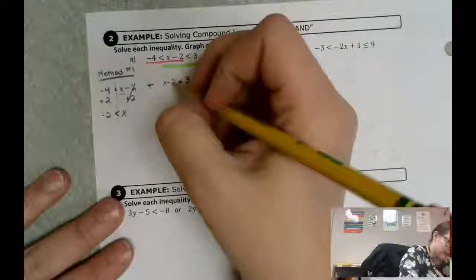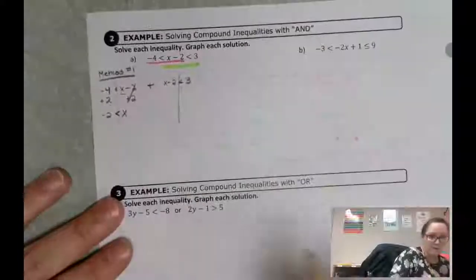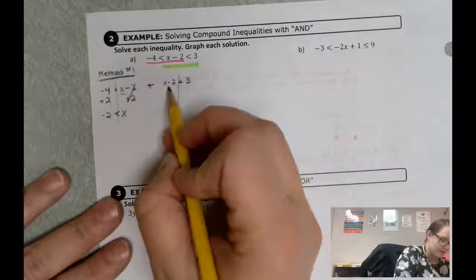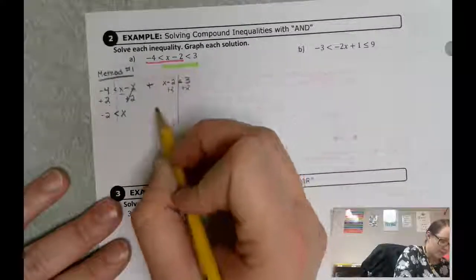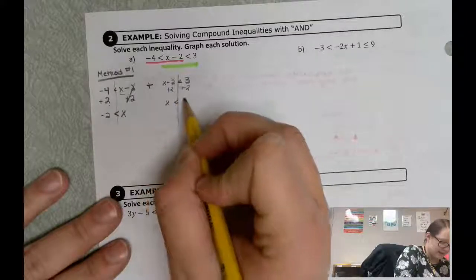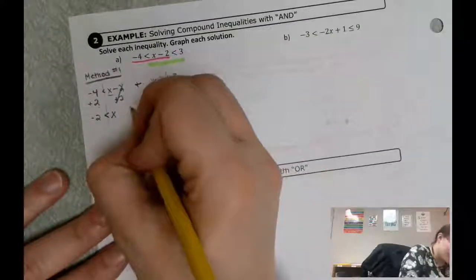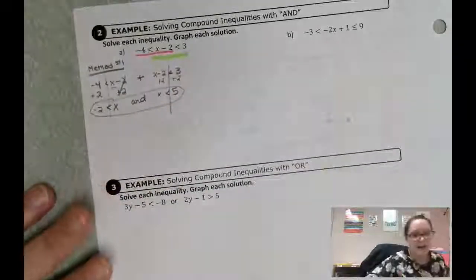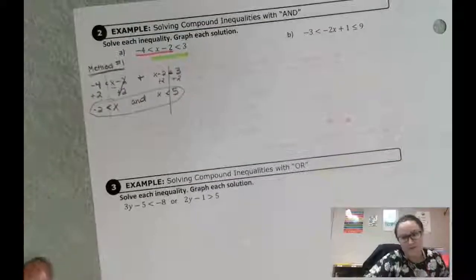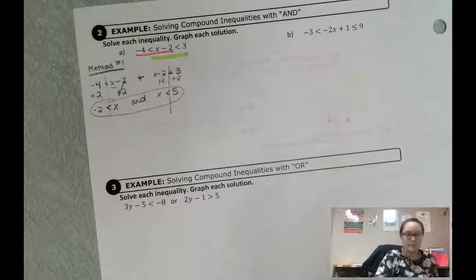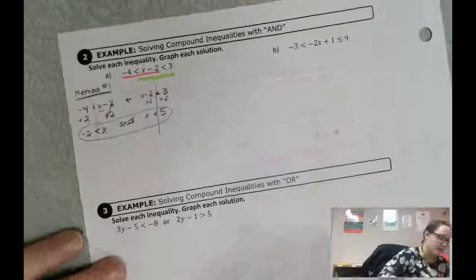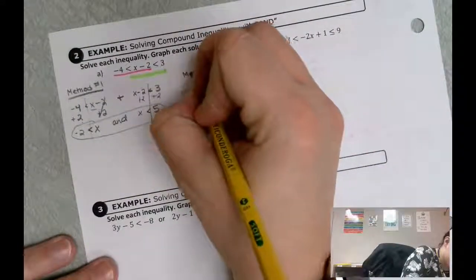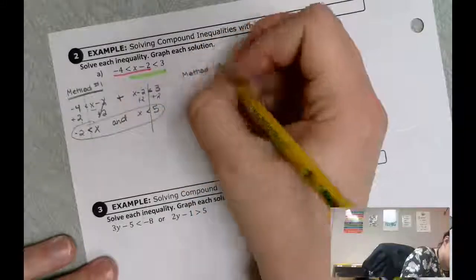The second part then, again, we're going to do the same thing. Solve. I want to get x by itself. So I got to get rid of minus 2. So I would add 2. So then I get x is less than 5. And then you just have to remember these are both my answers. So my answers would be negative 2 is less than x and x is less than 5. Okay, that's method 1.